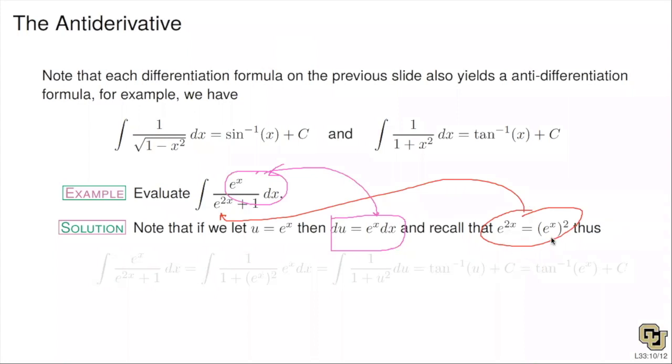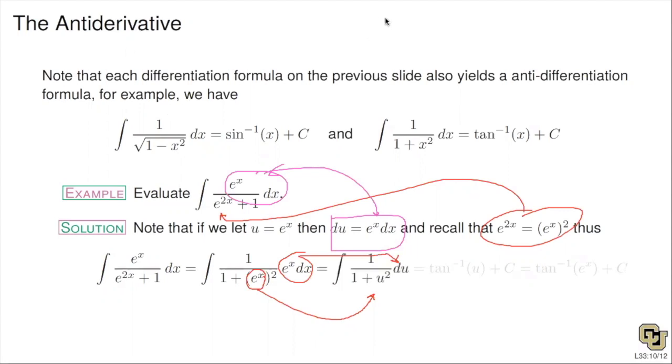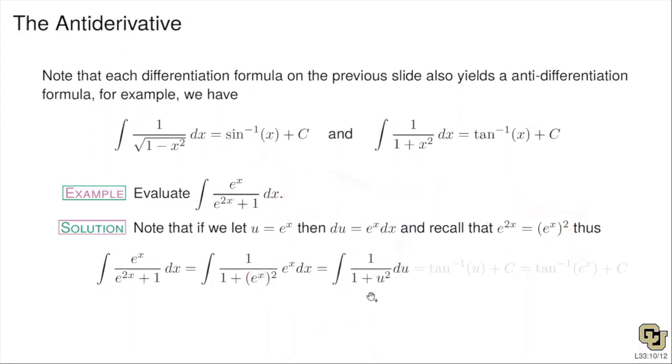However, this e to the 2x, I'm going to write it as e to the x squared. And here, I'm going to replace this e to the x with u. In the numerator here, this e to the x dx becomes du. And so here's our transformed integral. It looks like 1 over 1 plus u squared du. And we know now the antiderivative of that is arctan of u. Then I replace u with e to the x.